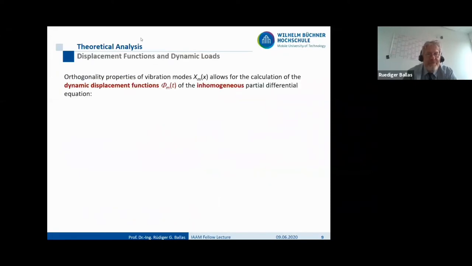Now, with the orthogonality properties of vibration modes, X_m of x, they allow for the calculation of the dynamic displacement functions, phi_m of t, of the inhomogeneous partial differential equations. Just remember, we found the solution for a homogeneous differential equation, and now we want to find the solution for the inhomogeneous partial differential equation. That means we are taking this quantity F, the external load, into consideration.